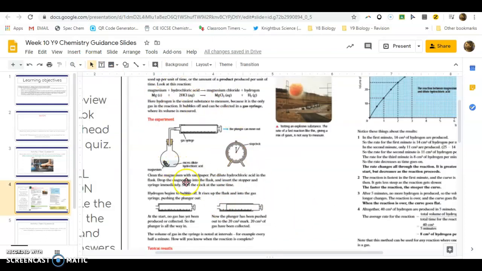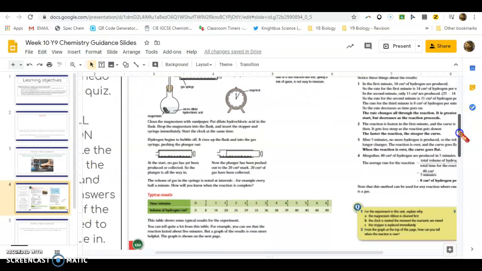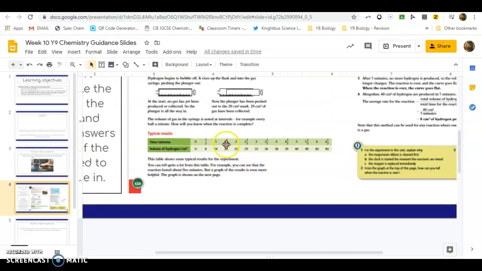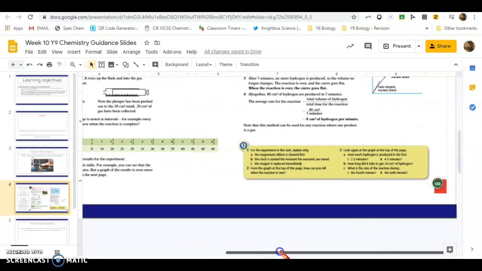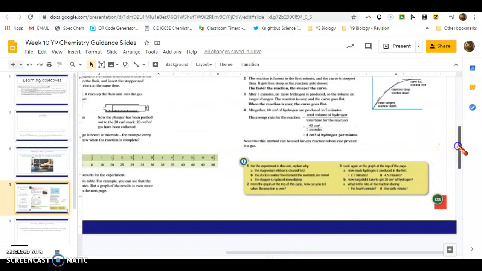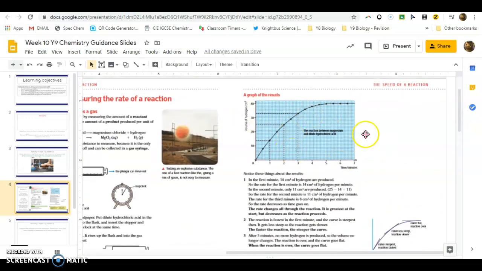The equipment that you need and the method that you need to follow is here. Again, it's a very simple chemical reaction that you're doing. You're studying magnesium and hydrochloric acid, okay? And the table that I'm going to be looking at is this one over here, and the graph that I need you to interpret in lesson 2 is over here.